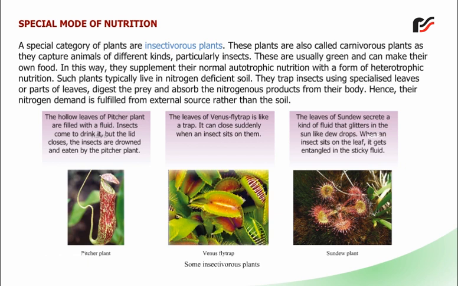The hollow leaves of pitcher plant are filled with a fluid. Insects come to drink it, but the lid closes. The insects are drowned and eaten by the pitcher plant. The leaves of Venus flytrap are like a trap. They can close suddenly when an insect sits on them. The leaves of sundew secrete a kind of fluid that glitters in the sun like dewdrops. When an insect sits on the leaf, it gets entangled in the sticky fluid.